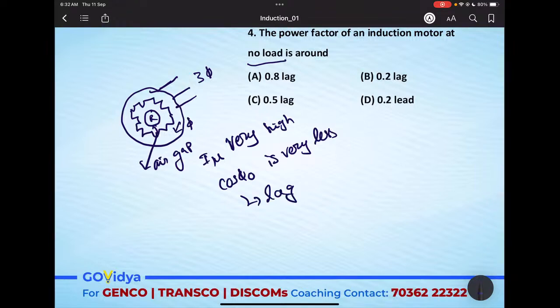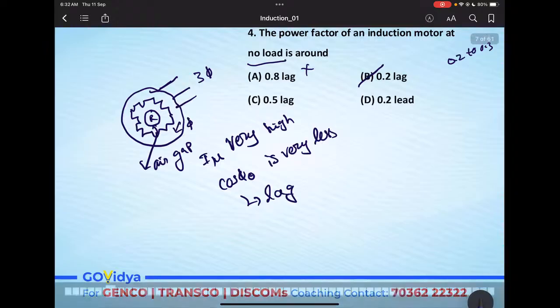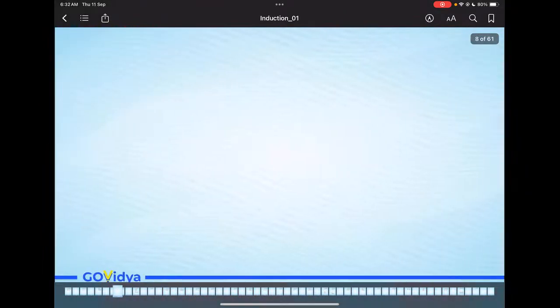Let's see the given options. For lagging power factor they gave 3 options. 0.8 is not at all possible, 0.5 may be possible, but see, they are telling at no load condition. No load condition means power factor will be very less. It will be in the range of 0.2 to 0.3 only. So our option will be B. This type of questions we need to answer from the concept. Is it clear? Let's move on to the next question.